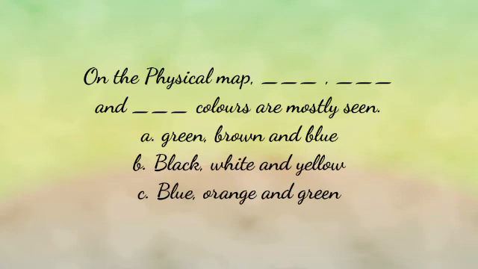A. Green, brown, and blue. B. Black, white, and yellow. C. Blue, orange, and green. So what are the colors found in the physical map? The right answer is A. Green, brown, and blue. I hope you got the answer.